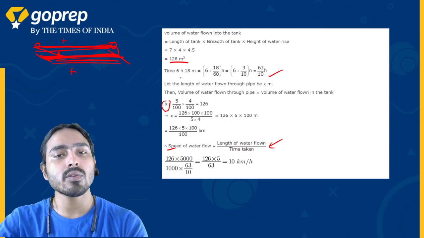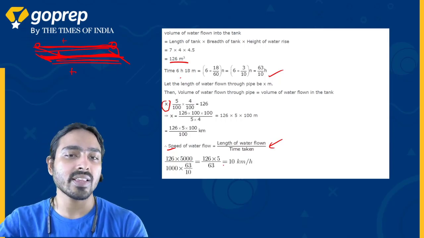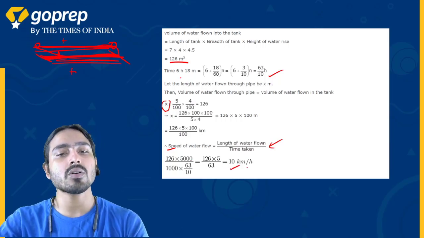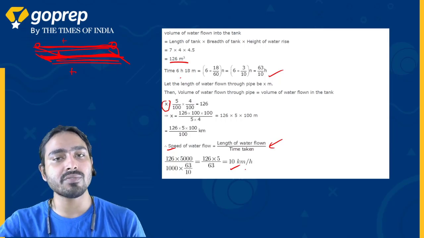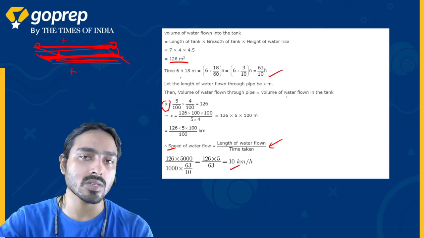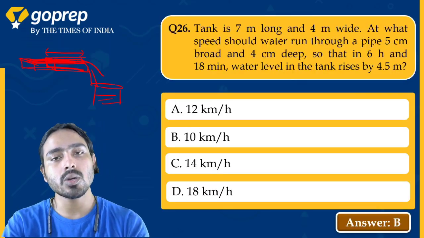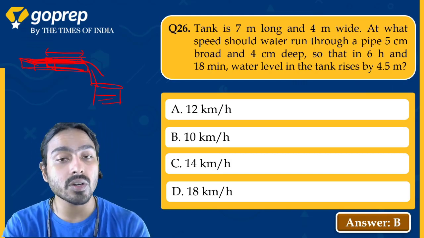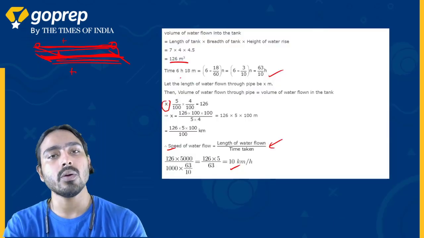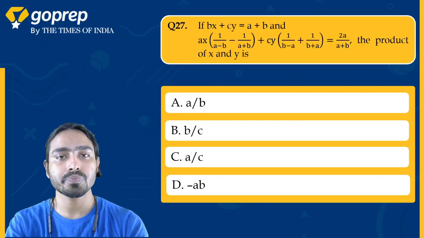So the length of the water flown upon the time taken is what gives the speed. If you try to solve it out, you will get 10 kilometers per hour. So we have changed it into kilometers, and the time was in hours. Looking at the options, we have to convert into kilometers per hour, right? Okay, let's go for the next question.